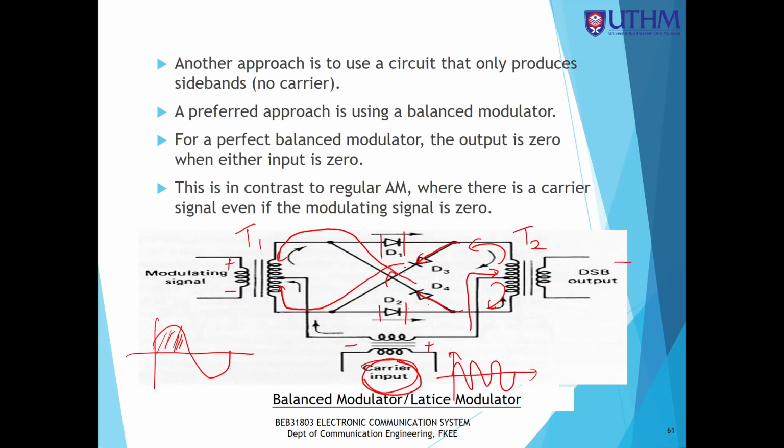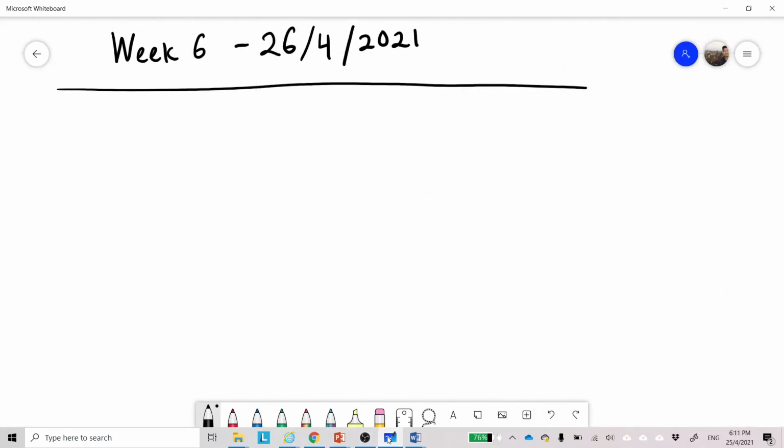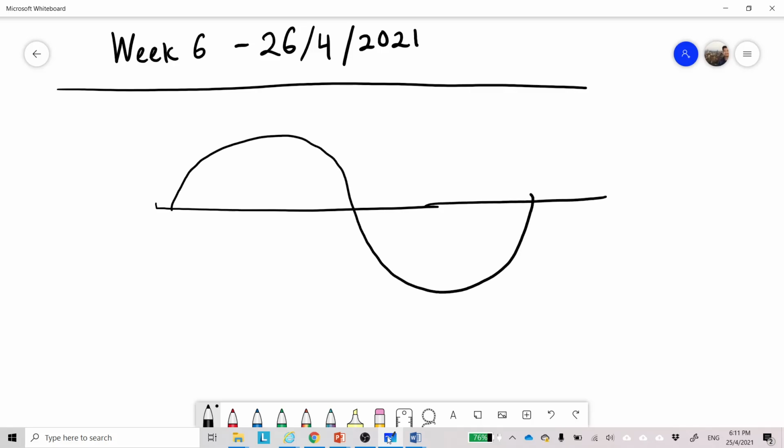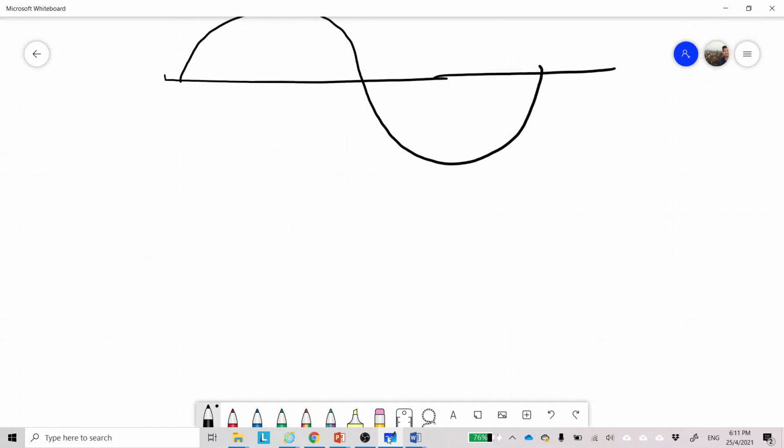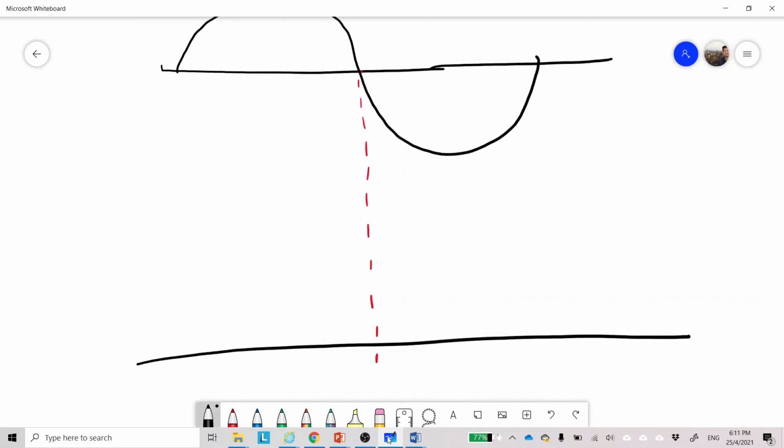Wait, maybe I need to draw this one. If you see from here, this is the modulating signal, and then the output will be like this. It will follow the shape.